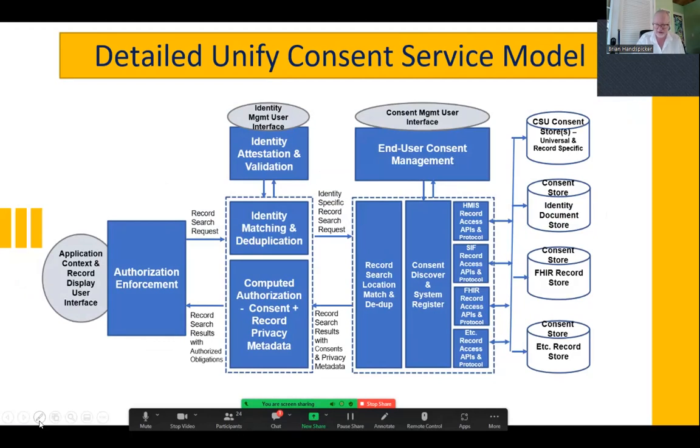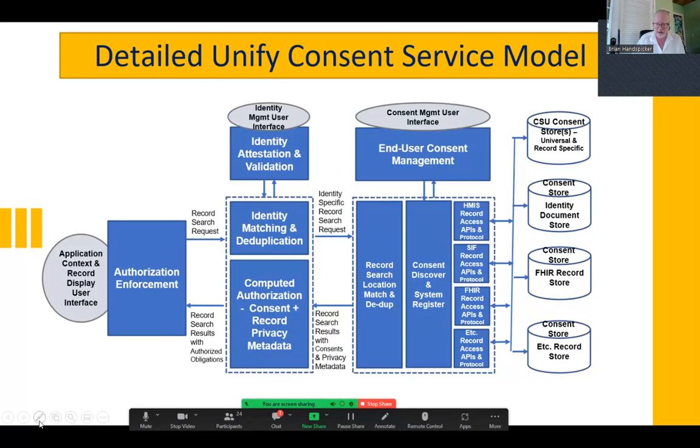With LEAP CDS as a foundation at the heart of the unified consent service, you'll note that consent management has been moved around to enable it to use consent discovery, so that a single consent management app can be used across many different consent stores, many different systems that store sensitive information, without having to have a priori knowledge of where those stores might be. We've also added in explicitly identity management in the form of the semi-external identity attestation and validation component.